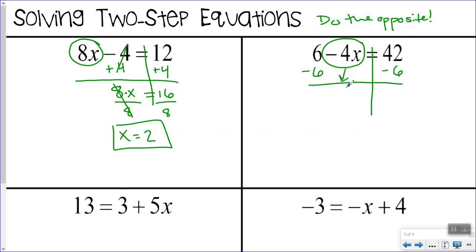All that's left now is what's in the circle, -4x, and then on the other side, we have 36. Now, again, we know that a coefficient is always multiplied by its variable, so we divide both sides by -4. -4 over -4 is 1, and x equals -9.